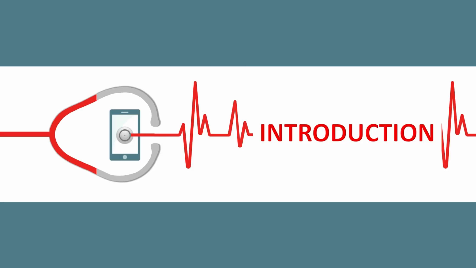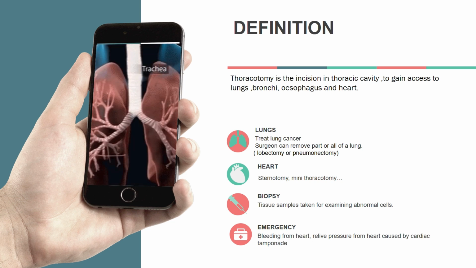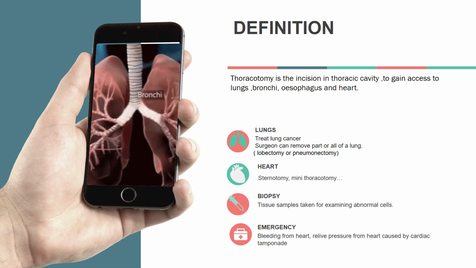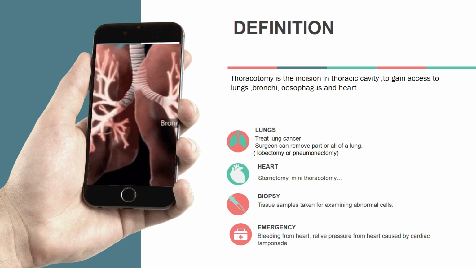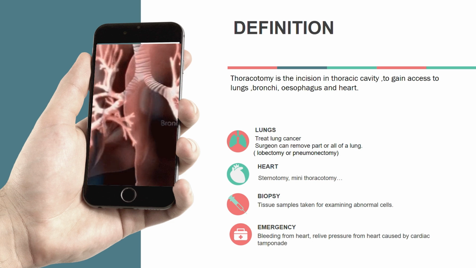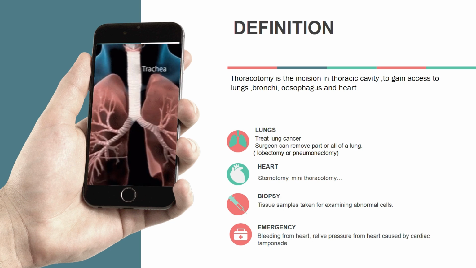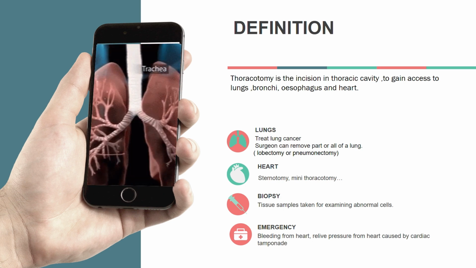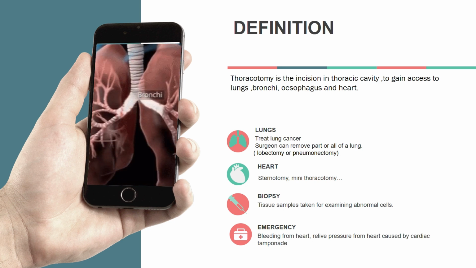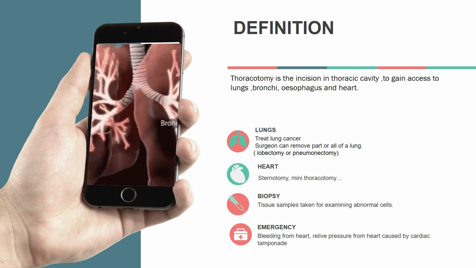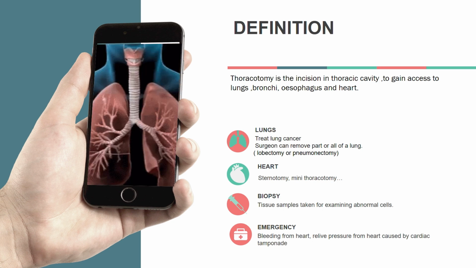So, what is exactly thoracotomy? The basic meaning of thoracotomy is thoracic surgery that is performed to access or operate on the lung, bronchi, esophagus, and in some cases the heart. When talking about lungs, it is done to treat cancer or remove the whole or a part of a lung. For the heart, it can be a stenectomy or mini thoracotomy, and for examining a tissue sample, a biopsy is performed. And in emergency cases, when there is bleeding in the heart or the presence of cardiac tamponade.